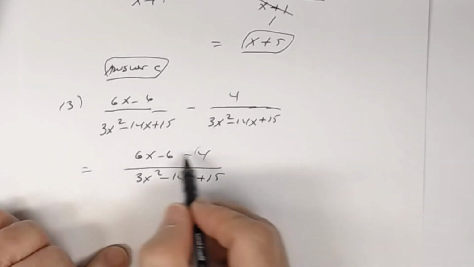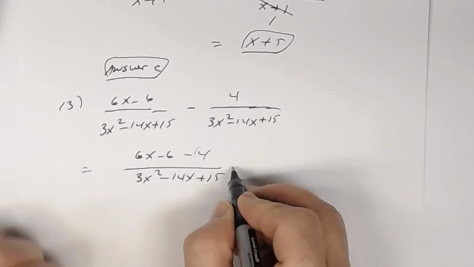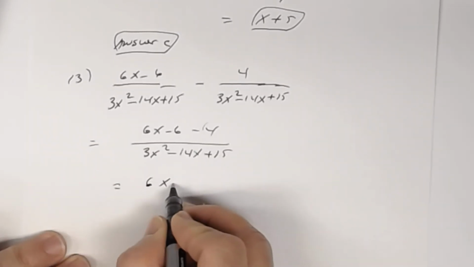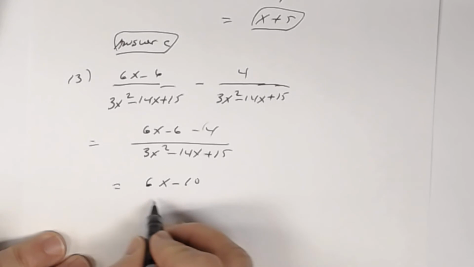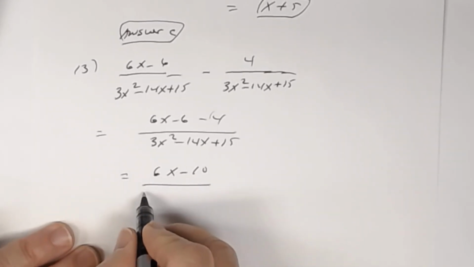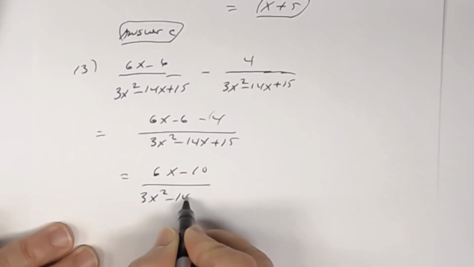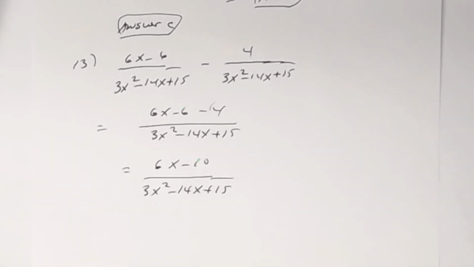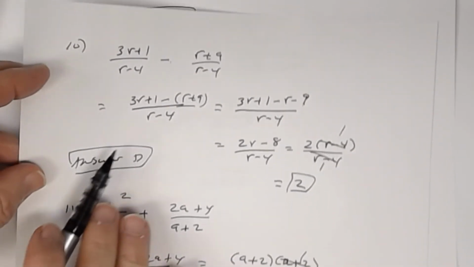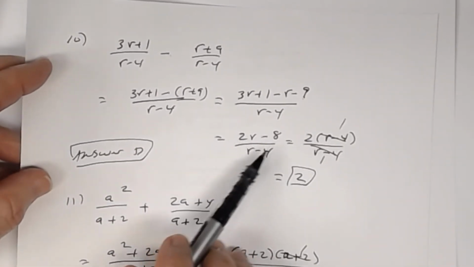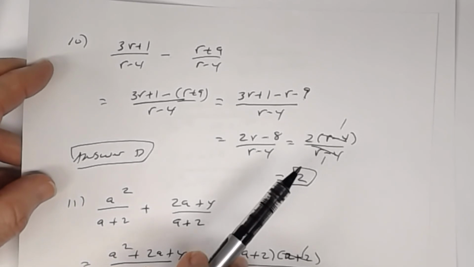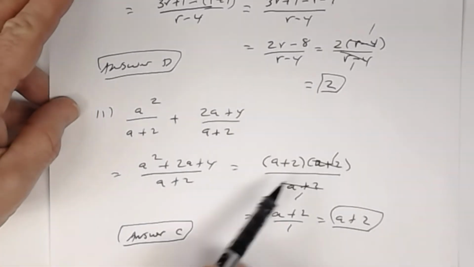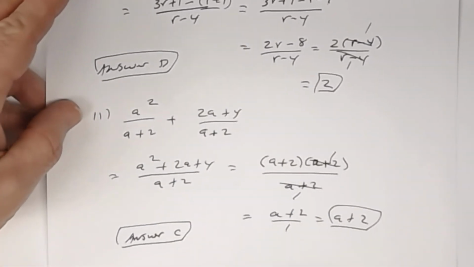So let's go ahead and combine like terms in the numerator. So when I combine like terms in the numerator, I get 6x minus 10, right? Divided by, and then let me go ahead and rewrite the denominator. And then I want to remind you, just like we did in number 10 and 11, once you get to this point, you need to factor if possible and then reduce.